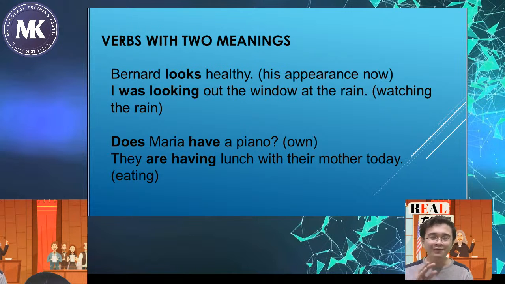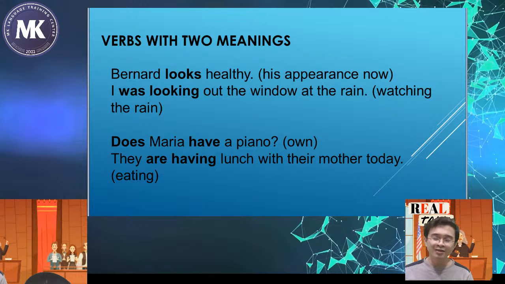Remember, if the verb shows physical action, then we can say this one is a dynamic verb. Okay, because we can say I was looking, this person was looking, and this one has a certain action. Do you get it? Okay, good. Now for the next one, we have: Does Maria have a piano? Oh, we have the word have here. For have, of course, this is a stative verb. It talks about ownership, what a person owns.